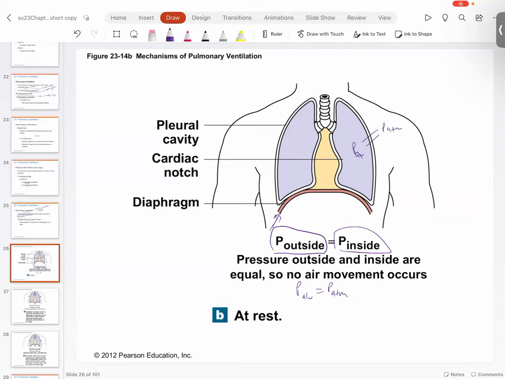Now, let's go ahead and try to take a breath, shall we? Remember, you can't change pressure. The atmospheric pressure is 760. Doesn't matter. You can't change that. So how do you get that air into you? Well, remember, we do what we always said before, gradients. Produce a gradient and you'll get things to move. So what do we do first?